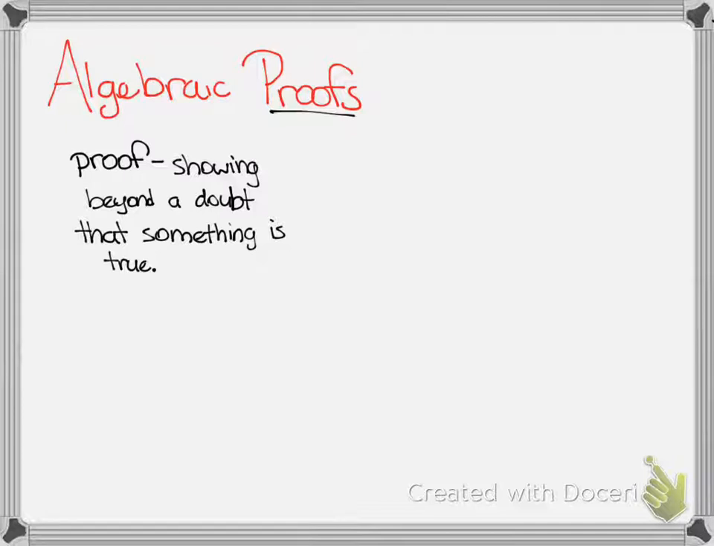Okay? So what we'll be doing is proving geometric theorems. So for instance, proving vertical angles are congruent. All right? So we're showing beyond a shadow of a doubt that vertical angles have to be congruent for every case. Not for a specific case, but for every case.